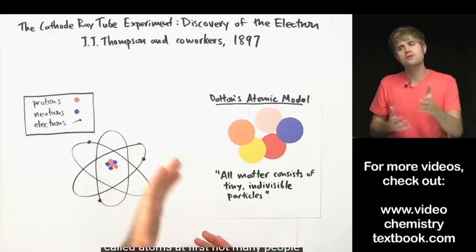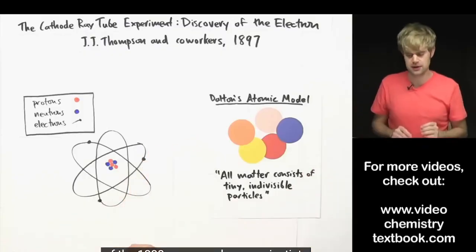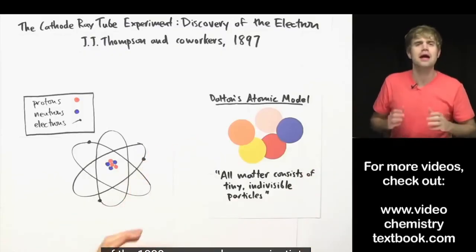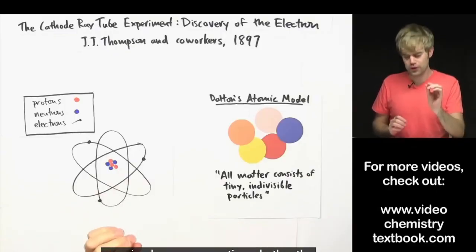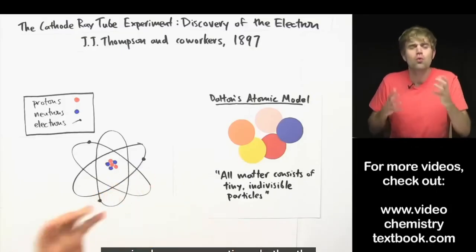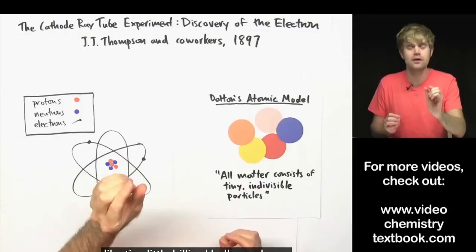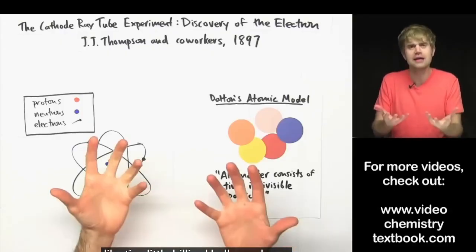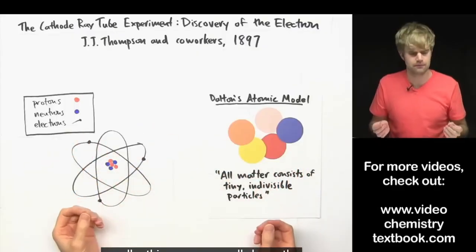But throughout the course of the 1800s, more and more scientists got on board with his idea. But it remained an open question whether the atoms were really indivisible. Were they like tiny little billiard balls, hard and solid? Or were they made of smaller things? No one really knew the answer to that.